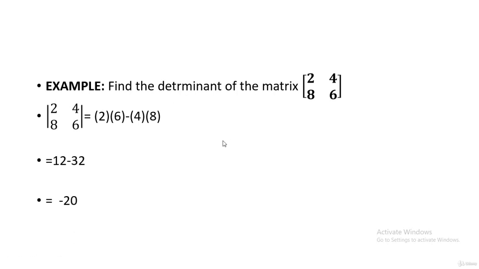Now minus 20 is a non-singular element. 0 shouldn't be there. Sorry, if there is 0, it is a singular matrix. Except 0, it can be any number, but it shouldn't be equal to 0.